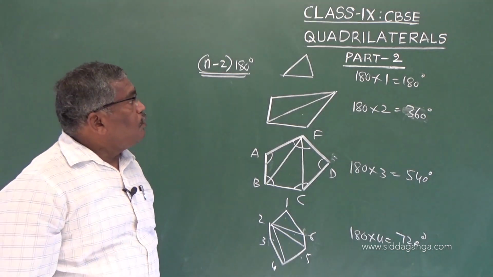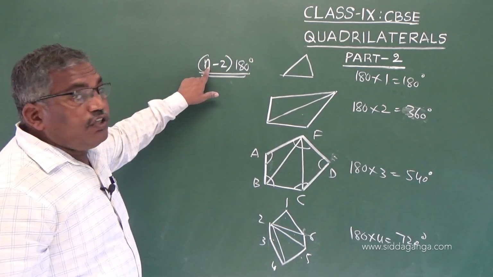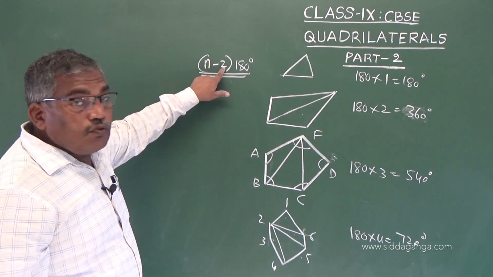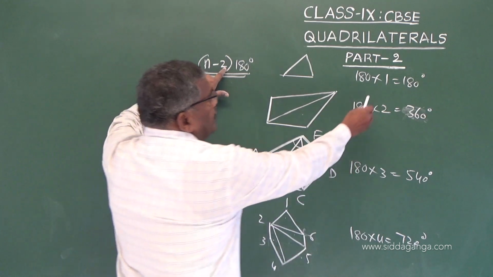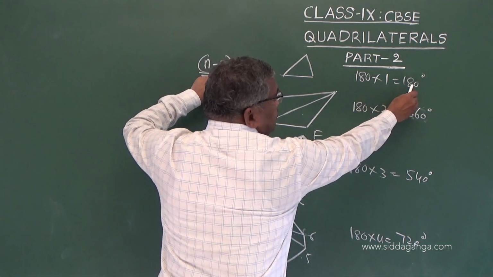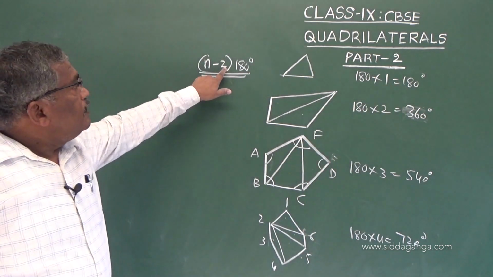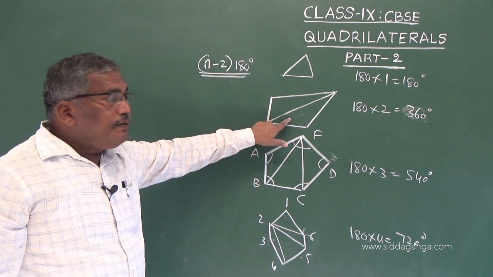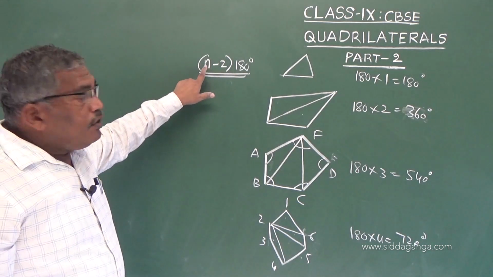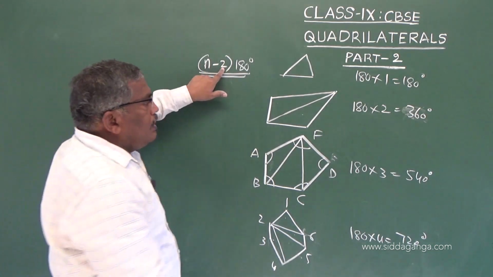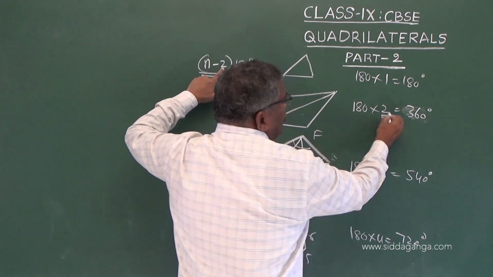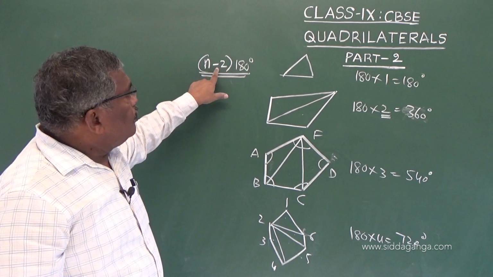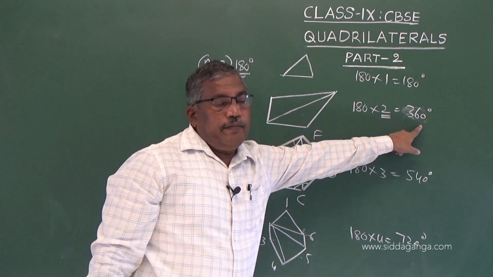So how it works, you observe. If n is equal to 3, this becomes 3 minus 2. 3 minus 2 is 1. 1 into 180 is 180 degree. So similarly, if I take up a quadrilateral, n becomes 4. 4 minus 2 is 2, and these 2 we will get. So therefore, we will get 180 into 2, 360 degree.